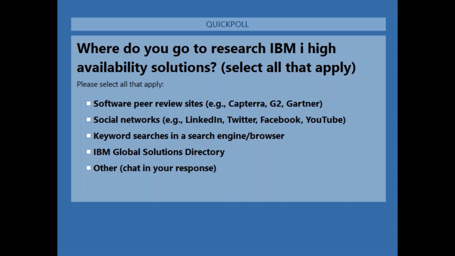So where do you go to research IBMI high availability or IBMI nuggets of information, really? And you can select as many as you like of these. So do you go to the various peer sites that are available? Do you use social networks? I know I do. I spend a lot of time, probably too much time in and around LinkedIn. Straight Google into your search tool of choice, what about the IBM Global Solutions Directory? A number of thousand solutions on there, or maybe there's something we haven't thought of. So please feel free to chat that into your response.